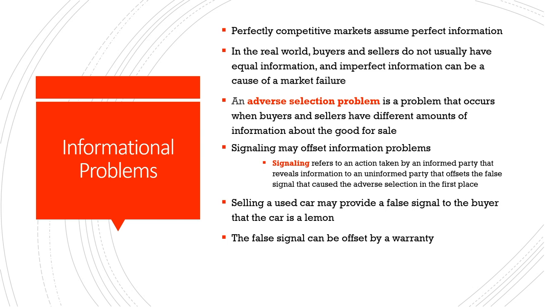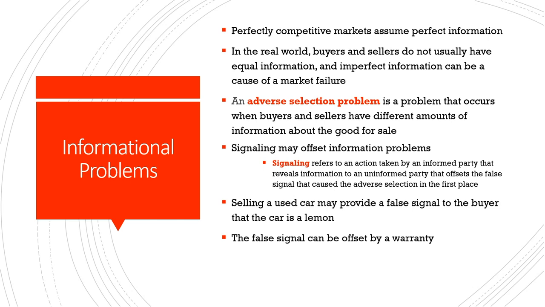I have taken just a few examples here. Perfectly competitive markets assume perfect information. We have seen this in the very first module of this course. But in the real world, buyers and sellers do not usually have equal information, and there is information asymmetry. So there is a problem of adverse selection in the case of information asymmetry.